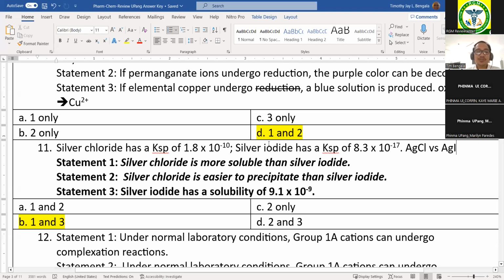Ayan. So for statement number 3, you just need to do the square root. So hopefully, nagawa niyo yun. Meron ba? Can I see show of hands or puso? Okay ba? Na-master na ba yung inyong mga calculator? Wala namang issue with the calculator. So ayan, kung ginawa niyo yung square root of 8.3 times 10 to the negative 17, that is correct.